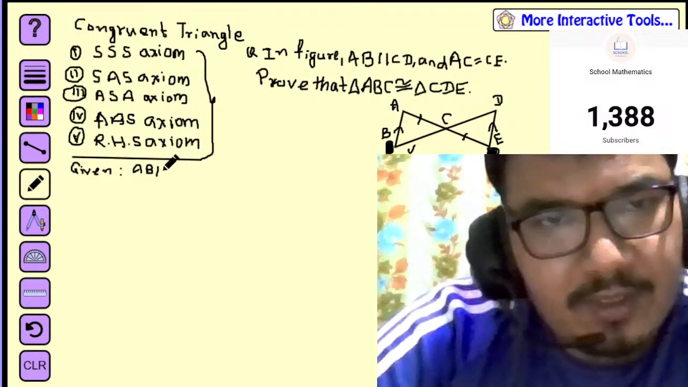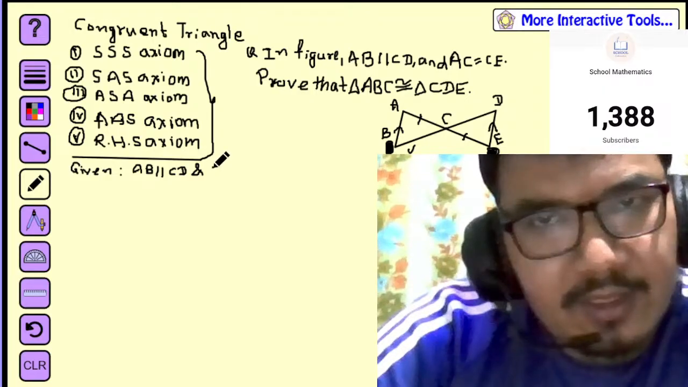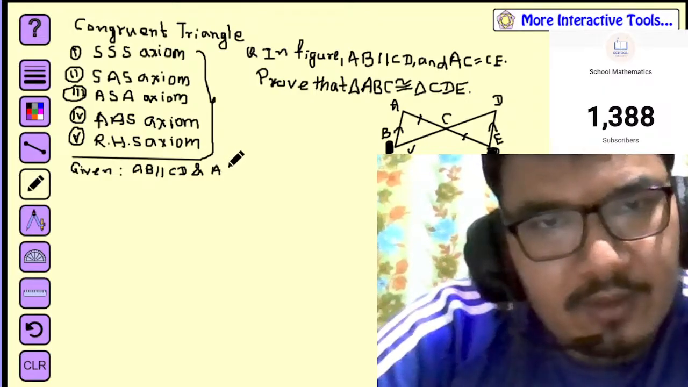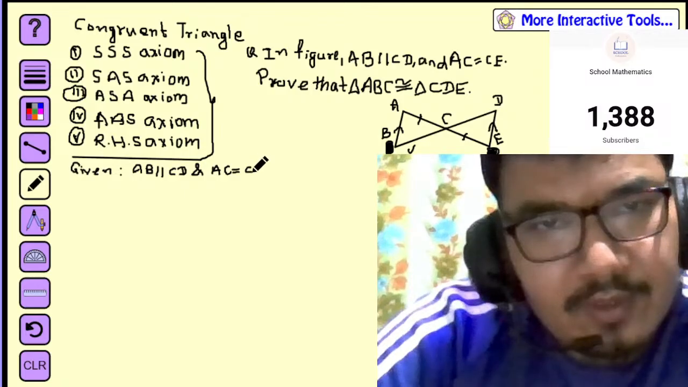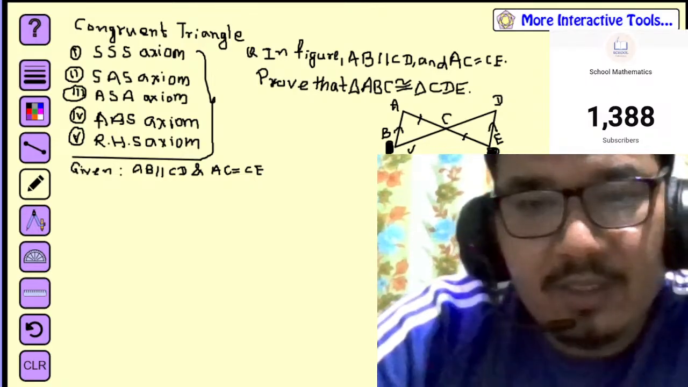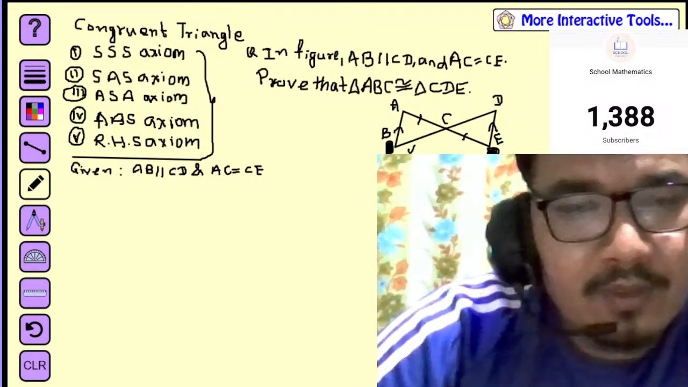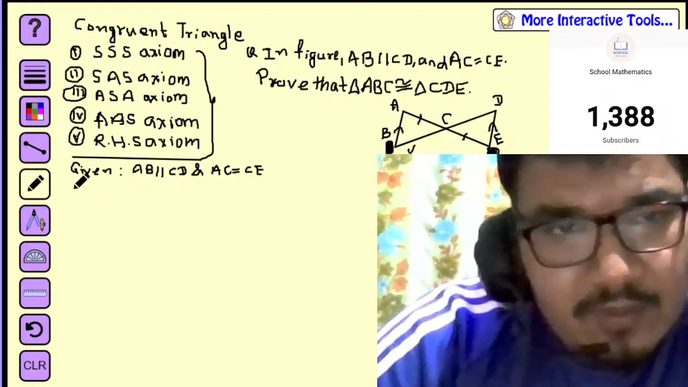AB is parallel to CD, it's already given here. And another value is also given, that is AC equals CE. These two values are given there. We mention the given values, and after this we have to write the next topic.